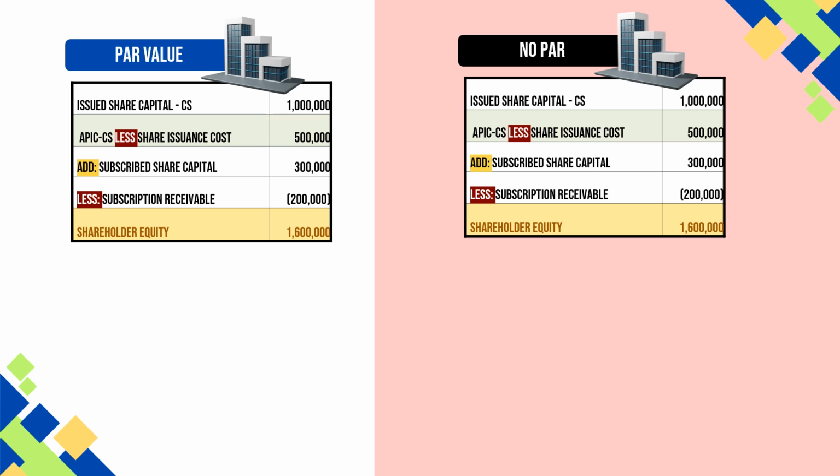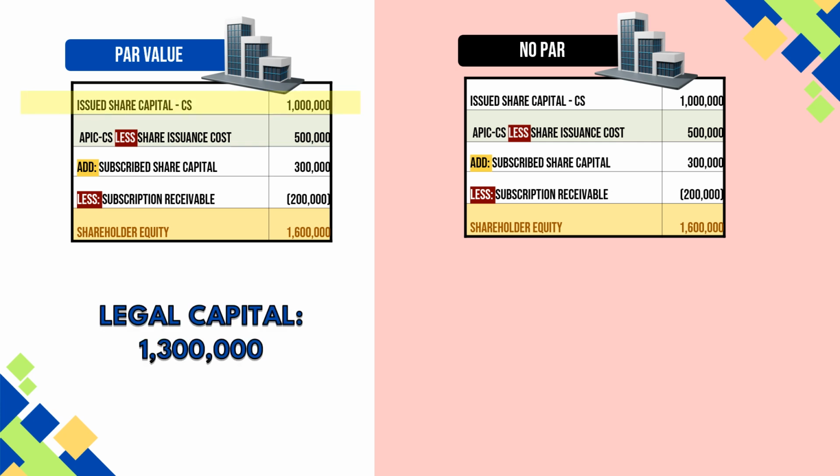The next question lang here would be, how much is the legal capital of Corporation A and Corporation B? Going back to the theory, your legal capital refers to two things. The aggregate par value of your issued shares and your share capital. Hindi kasama si share premium. So for this instance, we will only get the 1 million and the 300,000, and that will make your legal capital 1.3 million.